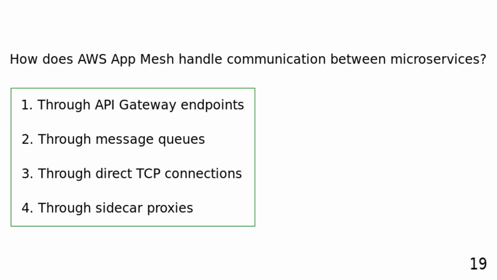Through API gateway endpoints. Through message queues. Through direct TCP connections. Through sidecar proxies.